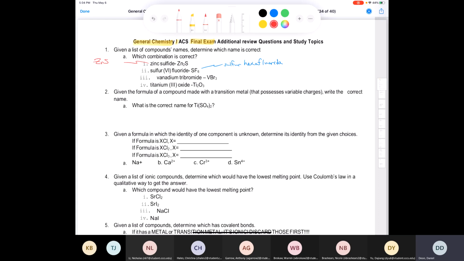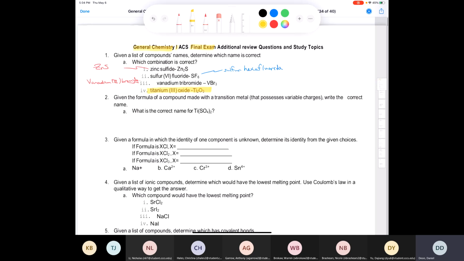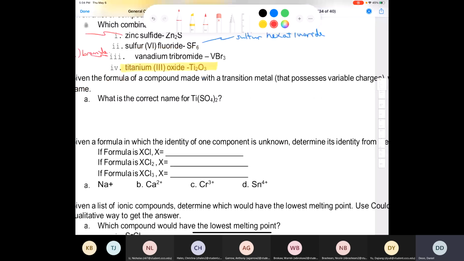Well, vanadium is a transition element. Vanadium is element number 23, and so this would be vanadium 3 bromide. All right, the only one here that's correct is the titanium 3 oxide, right? And we know that that's correct because oxide has a charge of -2, and if the titanium is 3+, what do we do? We swap those numbers, right, like this, so it becomes Ti2O3 for titanium 3 oxide.